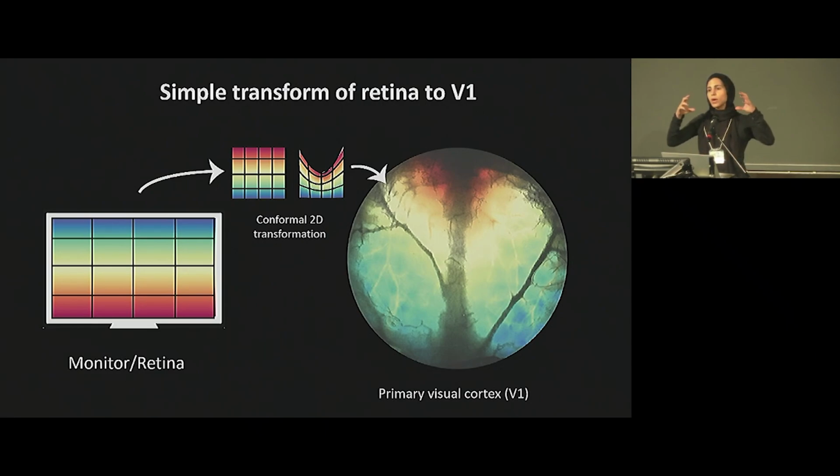You take the monitor map, you put a grid on it, let's say, you flip it upside down, squeeze it a little bit, and you get the map on the cortex. And these maps that preserve local relationships and angles are formally known as conformal transformations, but for simplicity, I'm just going to call it a simple map because that's what it is.